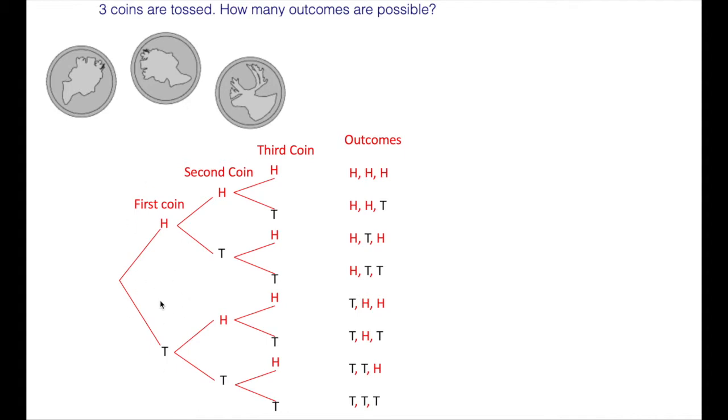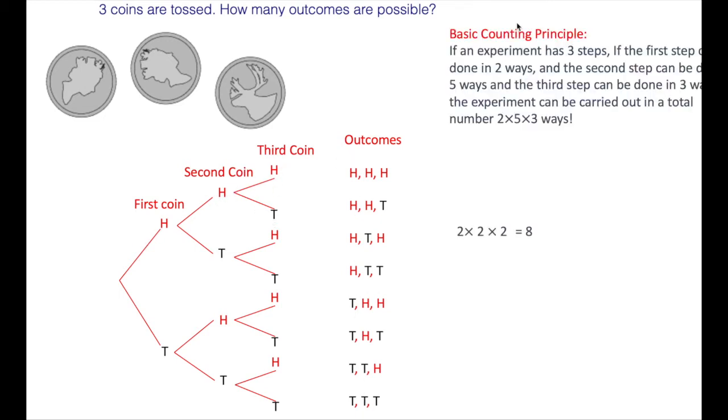So 2 outcomes for the first, 2 outcomes for the second, 2 outcomes for the third step. The shortcut is we can multiply them. For each step on the first one, you have 2 steps that branch off it. And for each step on the second one, you have 2 steps that branch off of that. So it's 2 times 2 times 2, 8. This is what we call the basic counting principle.